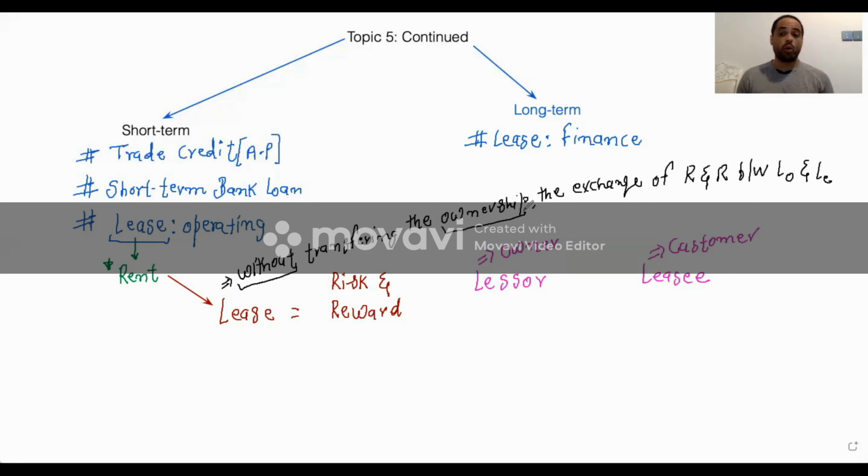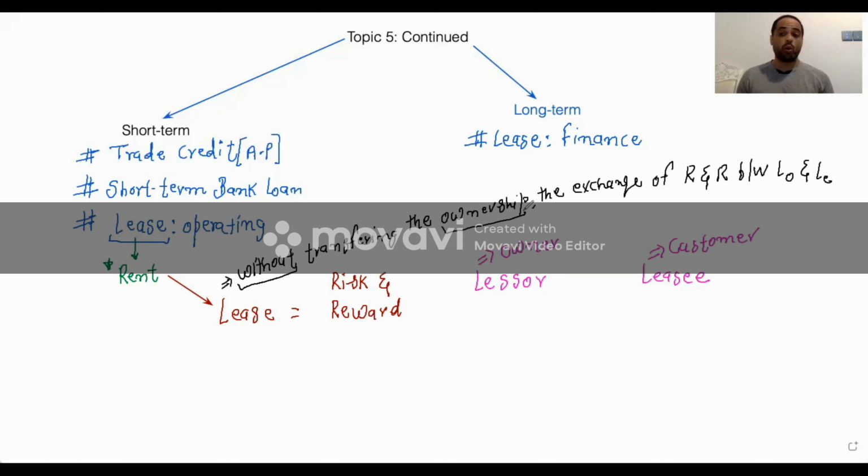Now, finance lease, which is a long-term source of finance. Now, what does it mean, finance lease? A finance lease is a lease in which risk and reward transfer from the lessor to the lessee, right?